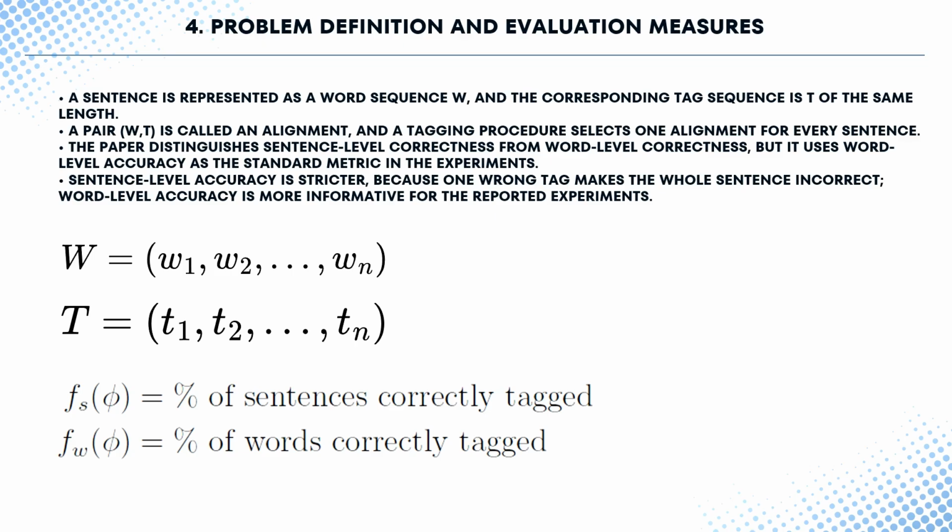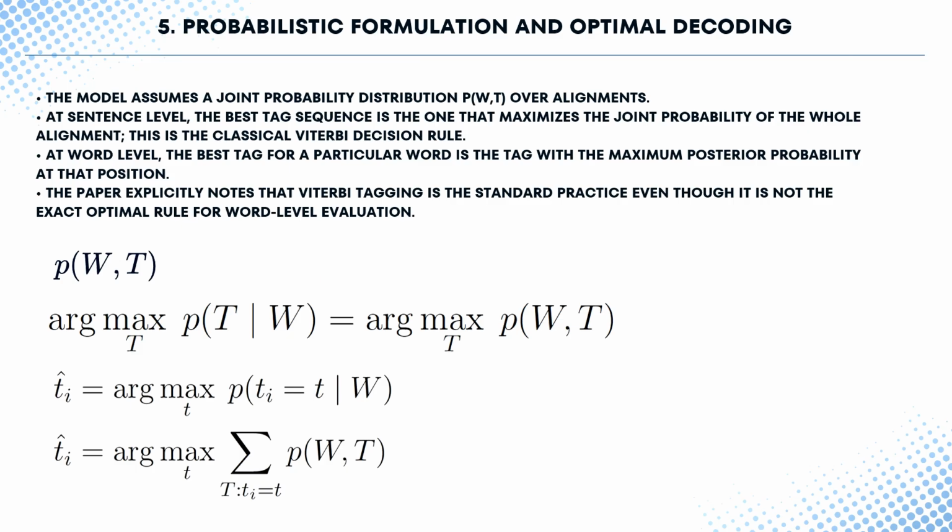This slide introduces the core mathematical idea. First, we have assumed a joint probability distribution P of W comma T. And now for sentence level evaluation, we need to choose a T that maximizes probability of W comma T, which is Viterbi decoding. And for word level evaluation, we need to choose a tag with a maximum posterior probability per position. This is ML tagging. An important note is that Viterbi is standard even though it is not optimal for word level accuracy. It is because it is simpler, produces consistent sequences, and is also computationally efficient.